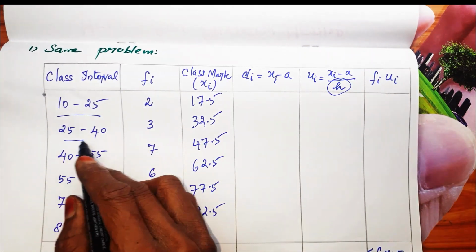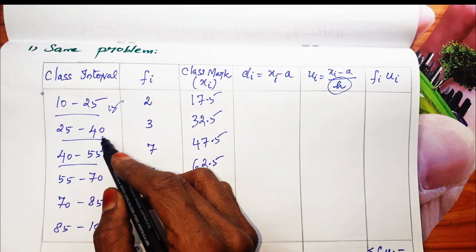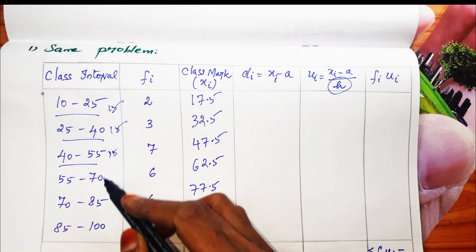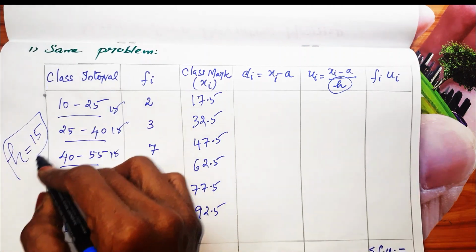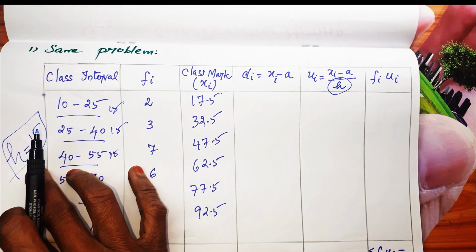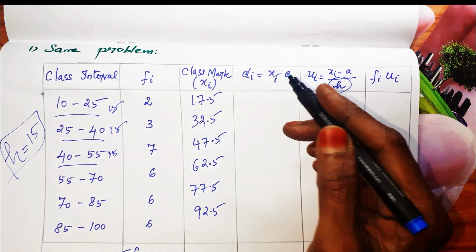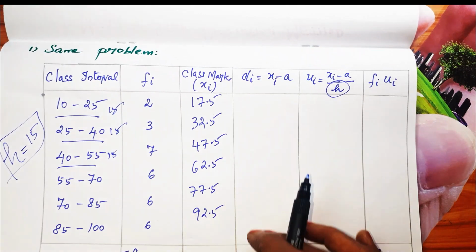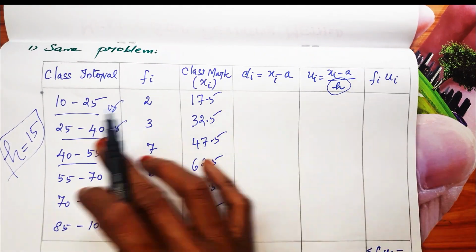What is the length of each interval? 10 to 25, so 15. 25 to 40, 15. 40 to 55, 15. So all are having equal lengths. So the length of the class interval is 15. So check whether all the class intervals are of equal size. So directly we can go with ui, or we can find di equal to x minus a. After getting this answer in this column, every value has to be divided by h. That is, here h is 15.